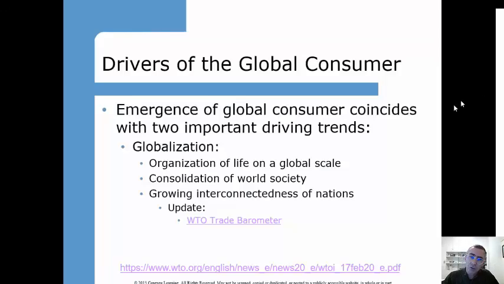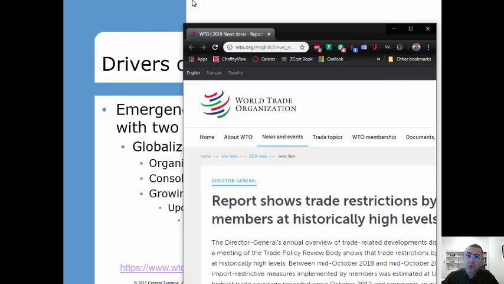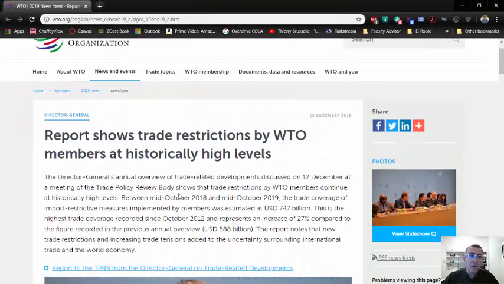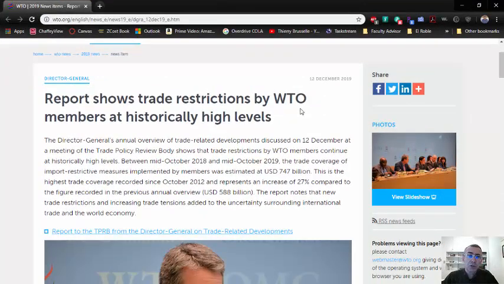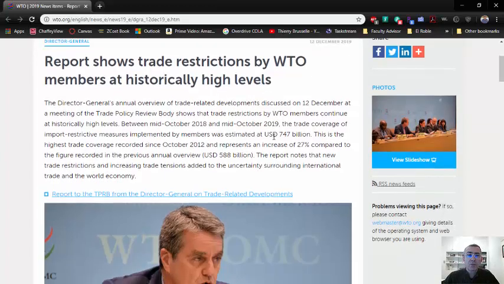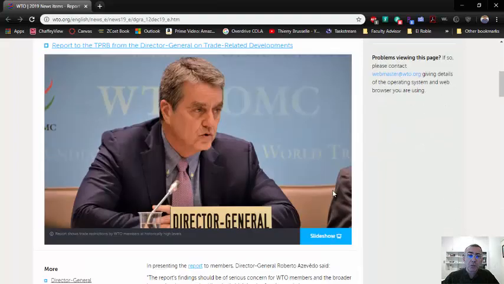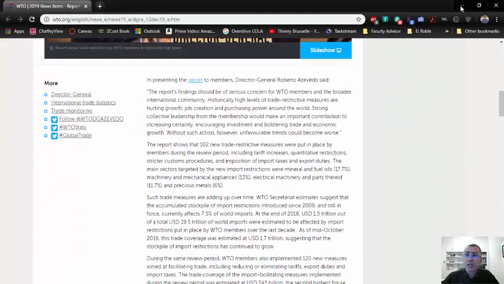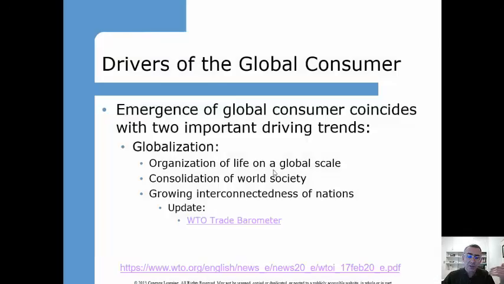In conjunction to that, there's another article here from the WTO, which shows that trade restrictions by WTO members are at historically high levels. Obviously, that's the very opposite of trade deals or trade integration. So that's also been alarming, which is why it's shown in this barometer how it's reducing trade. The trade barriers are up, is what I just showed you.